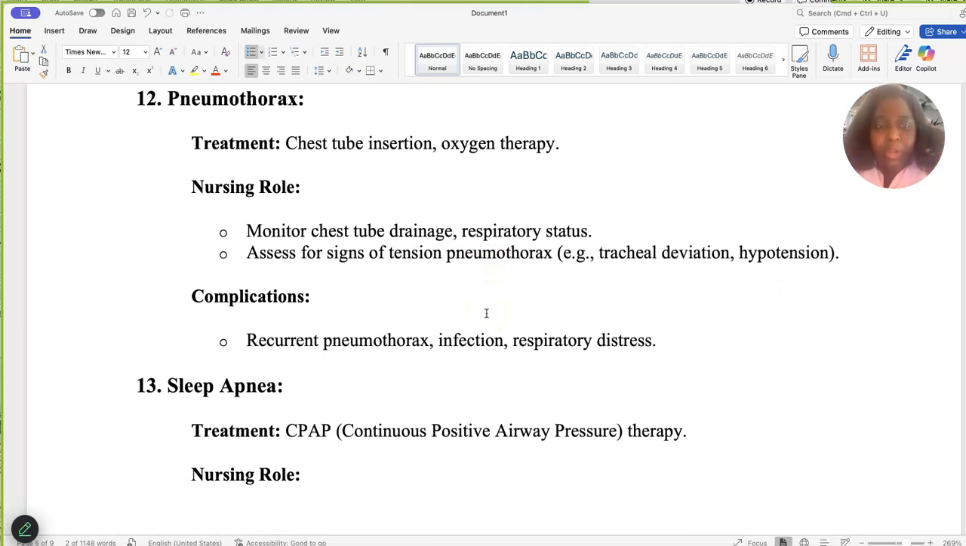What about pneumothorax? You want to treat it, of course. You have to relieve the pressure with chest tube insertion, oxygen therapy. Your role as a nurse, what are you going to do? You want to monitor chest tube drainage, respiratory status. You want to assess for signs of tension pneumothorax, for example, tracheal deviation and hypotension. Complications of pneumothorax: recurrent pneumothorax, infection, respiratory distress.